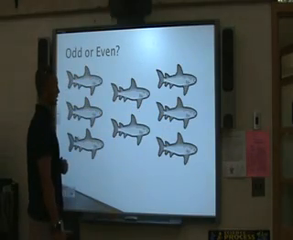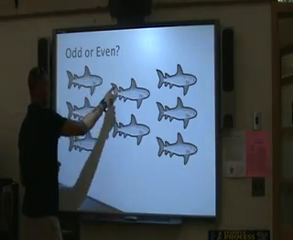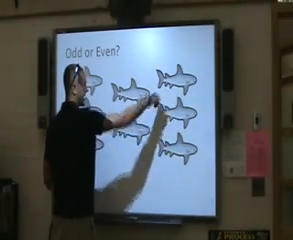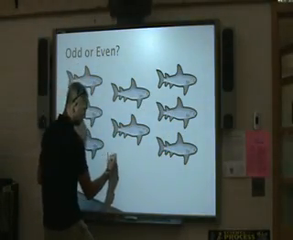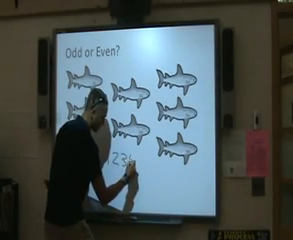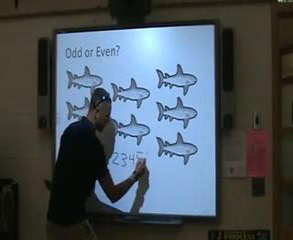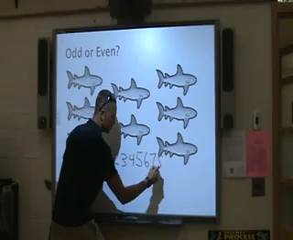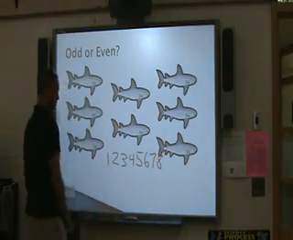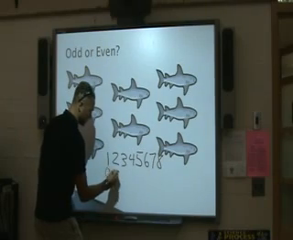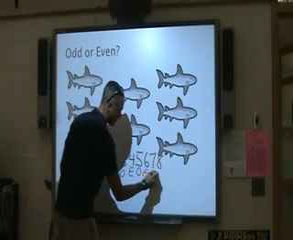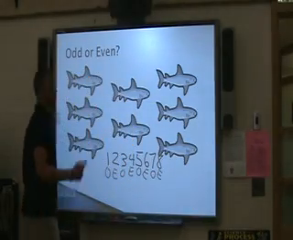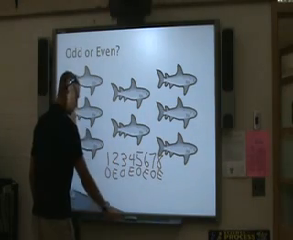Let's test it out one more time. 1, 2, 3, 4, 5, 6, 7, 8 sharks. Let's use that system. Odd, even, odd, even, odd, even, odd, even. We have an even number of sharks.